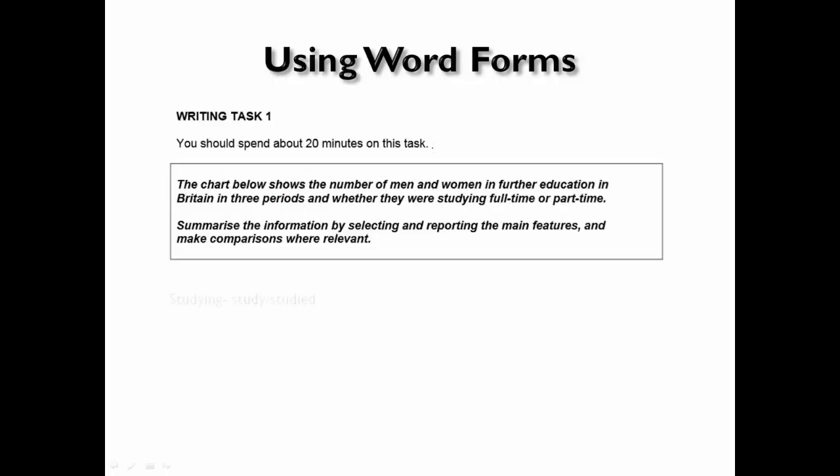So let's look at how we could use the word forms. The only word form that I can change here is studying. So I'm going to change it to either study or studied, because I can't think of a synonym for studying. Maybe learning, but it's a bit loose, so we're not going to take any chances. So we're just going to change studying to study or studied.